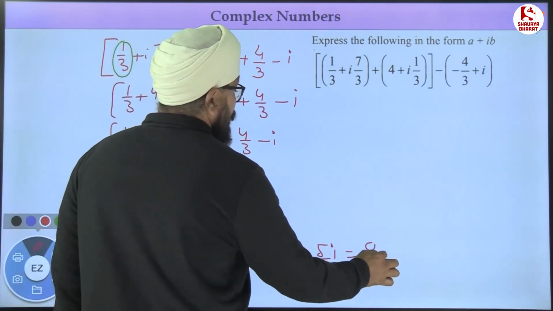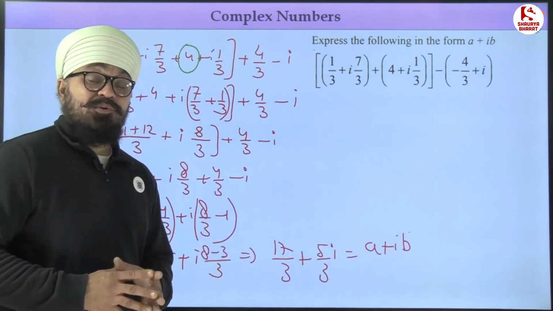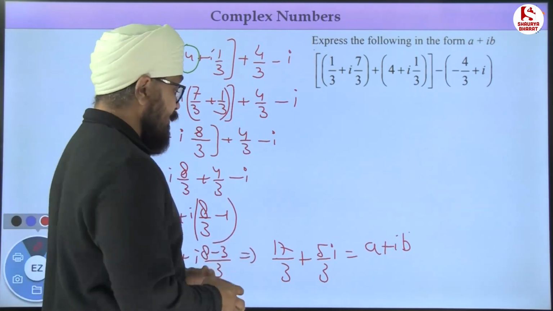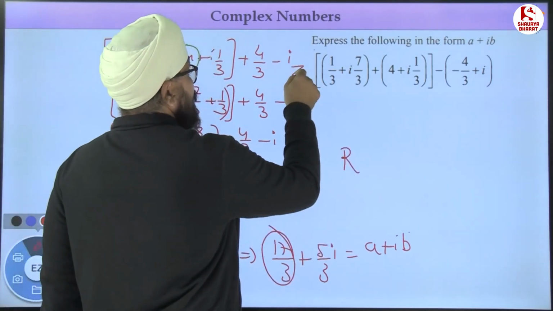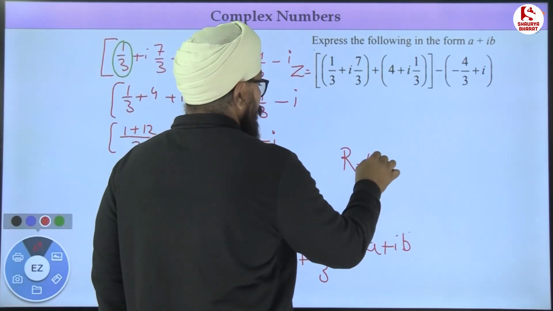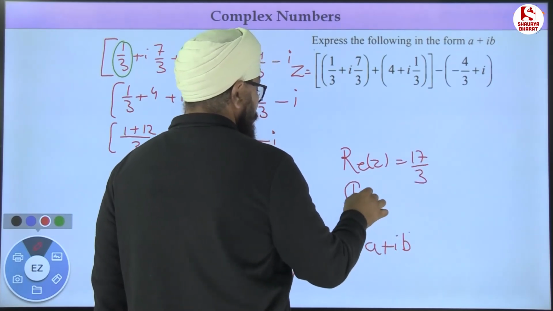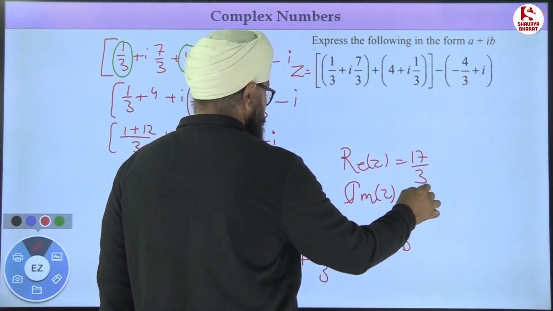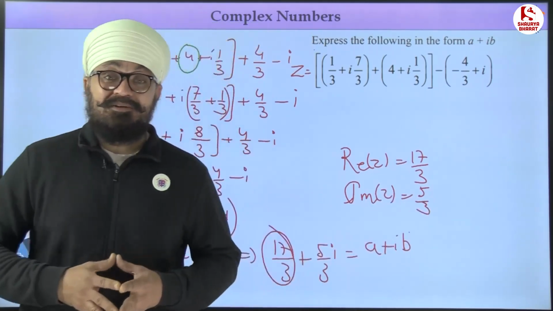As we have written in the form of a plus iota b, if somebody is asking you to write the real part, it is very easy. The term without iota is the real part. If I say that this is being expressed as z, so the real part of z will be 17 upon 3 and the imaginary part of z is 5 upon 3. This is how we apply addition in complex numbers.